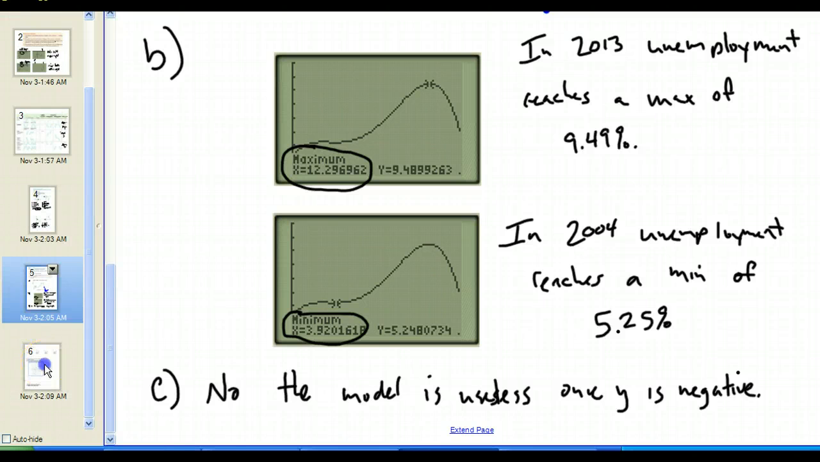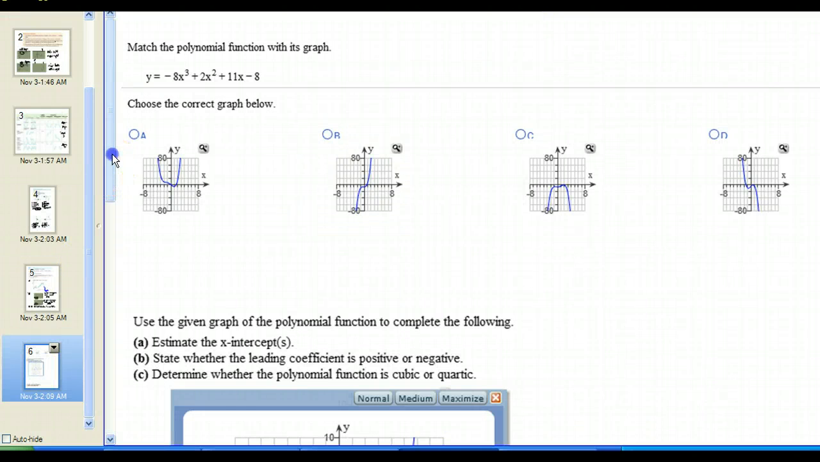And then this last page is just some examples from questions from your homework. So I'll do that in another video.